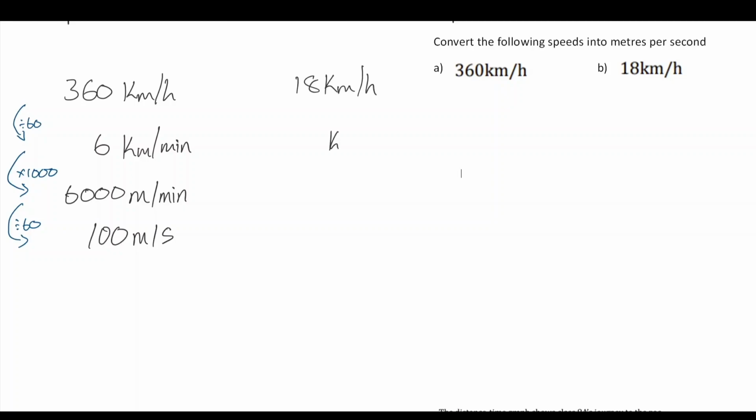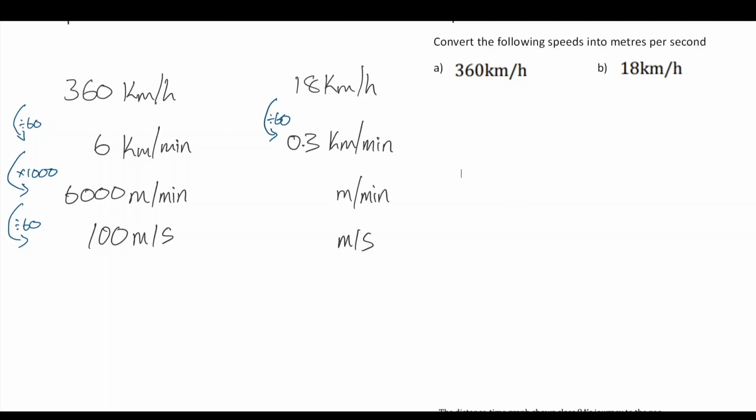So 18 kilometers per hour, we're going to convert to kilometers per minute, then meters per minute, and then meters per second. If we have 18 kilometers per hour, would we travel more or less kilometers in a minute? We're going to travel less since we have less time to complete the journey. We're going to divide by the scale factor. That gets us 0.3 kilometers per minute.